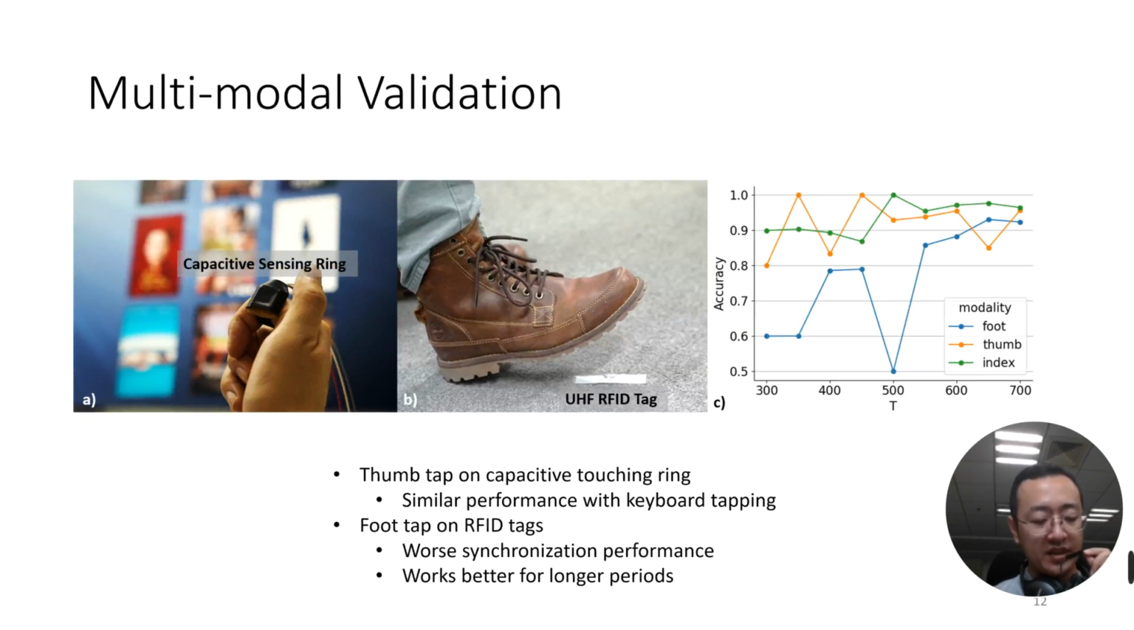We also conducted multimodal evaluation on two other modalities. The first one is thumb tapping on capacitive touch rings, which has similar performance to the keyboard tapping using index fingers. We also evaluated foot taps on RFID tags, and the foot has worse synchronization performance, and we found it better when the periods of the patterns are longer.